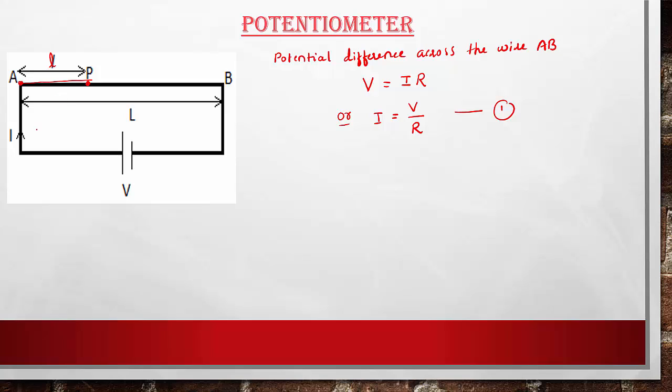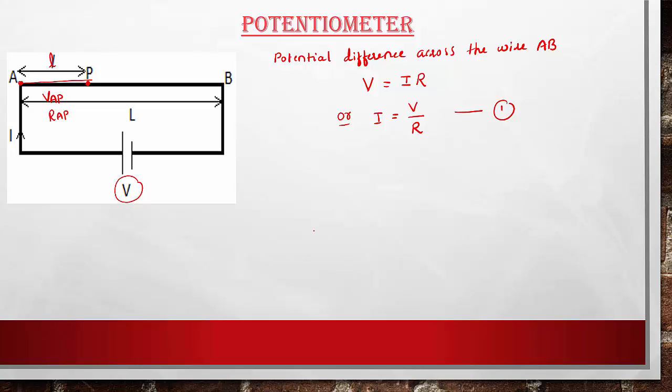Then what is the potential difference across the wire? The potential difference across the whole wire is V. But between A and P, let us take the potential difference across AP as VAP. Similarly, it has resistance RAP, the resistance of the wire between A and P. See here, V, I and R are related to the total length of the wire. VAP, RAP and small l are related to only the part of the wire from A to P.